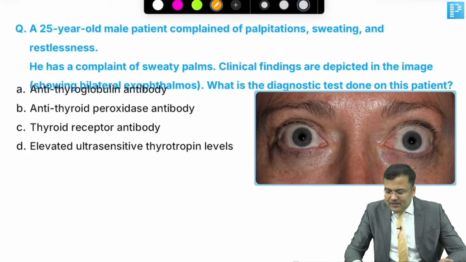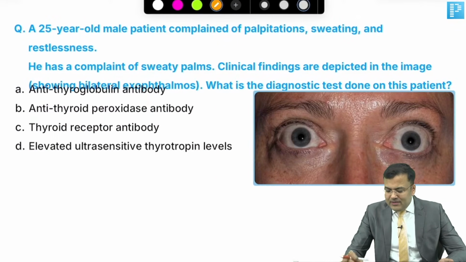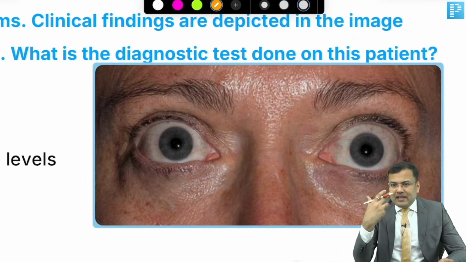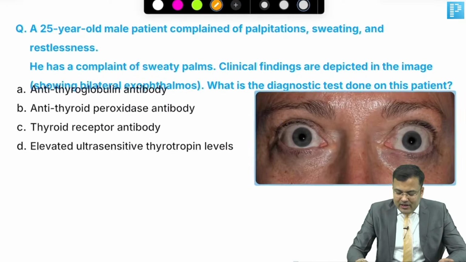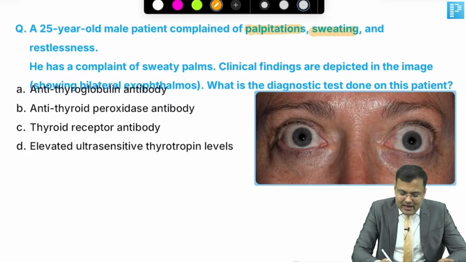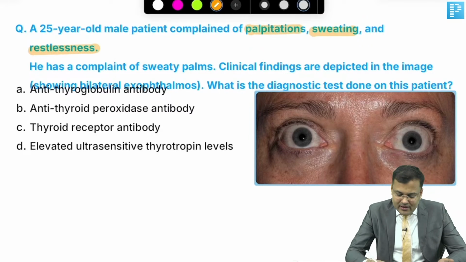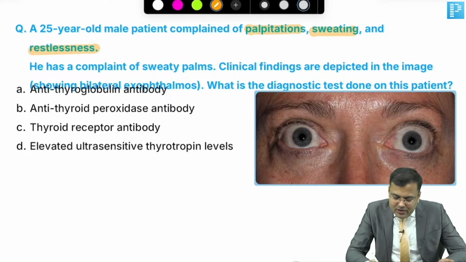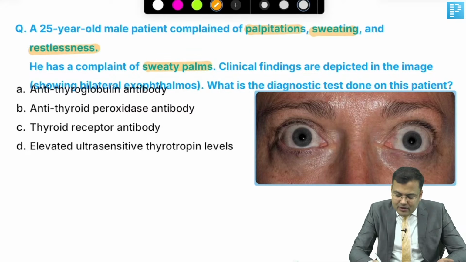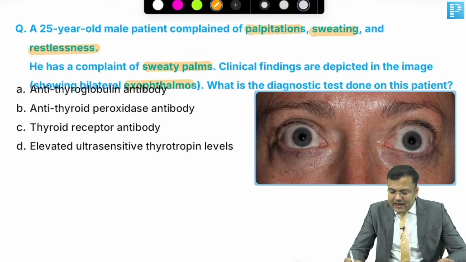Now see this, first see this image. You can see this patient. This patient is having exophthalmos. Can you see? Ophthalmopathy. Now read the question. Read the question, guys, and tell me what's the correct answer. A 25 year old male patient complains of palpitations, sweating and restlessness. He has a complaint of sweaty palms. Clinical findings are depicted in the image showing bilateral exophthalmos. You can see what is the diagnostic test done.